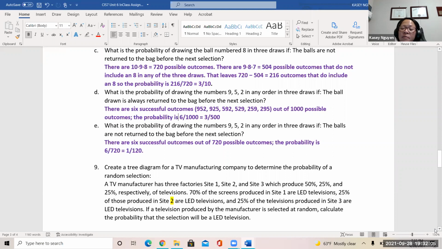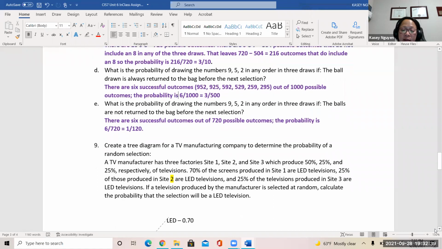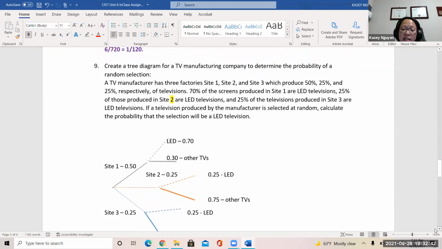So we would start with the branches, right? Listing 50, 25, and 25. And then we would go down to the next level branches for each of the sites. Site 1, we would have LED as 70% and non-LED as 30%. Site 2, LED is 25%, non-LED is 75%. And then site 3, 25% is LED, 75% is non-LED. So when we draw it, it looks like this.